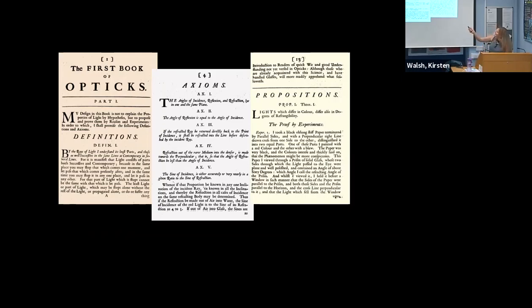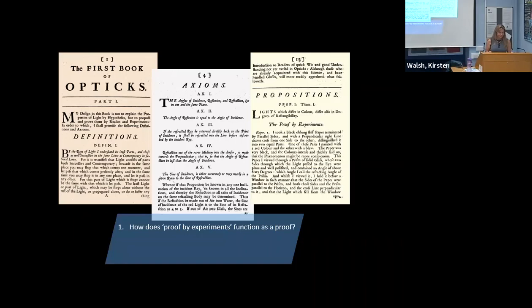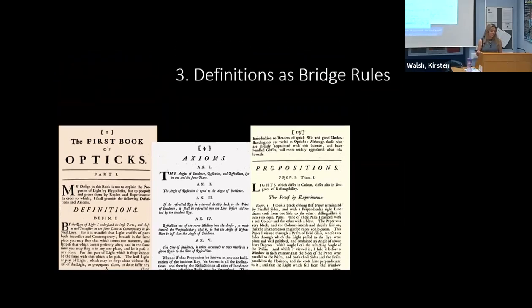The problem is that when we start looking through the proof by experiments, he never ever refers to a definition or an axiom in any of his proofs. So if they're doing some work, they're doing something tacit behind the scenes here. And so the guiding questions of this research are, first, how does the proof by experiments function as a proof? And then what roles do axioms and definitions play in the trajectory from experiment to proven theorem for Newton?